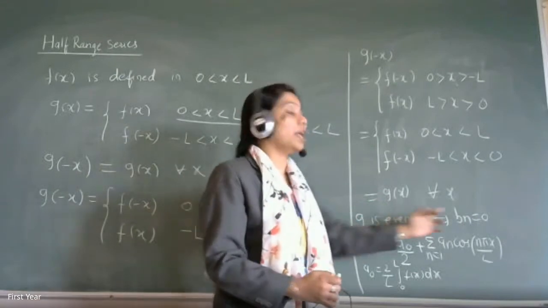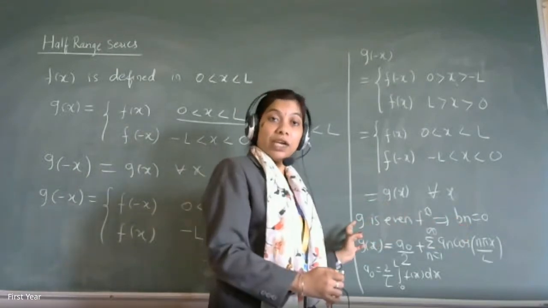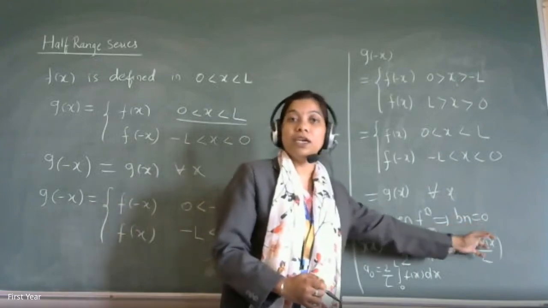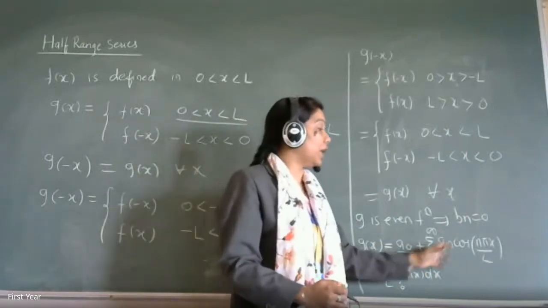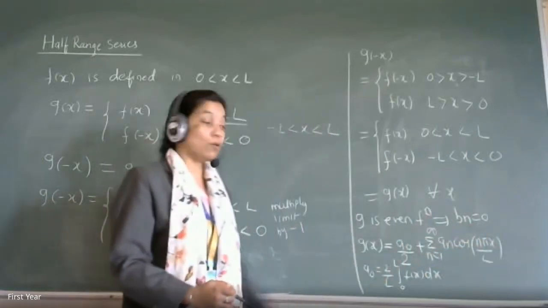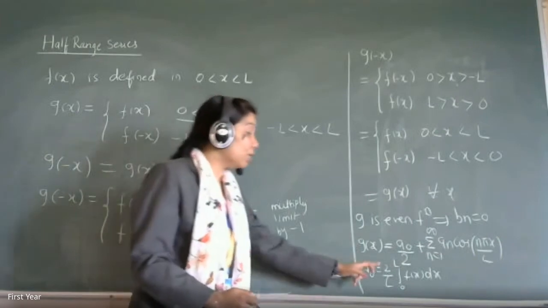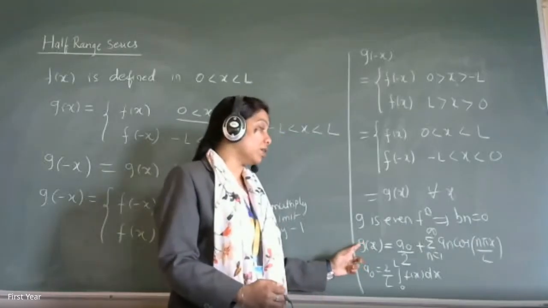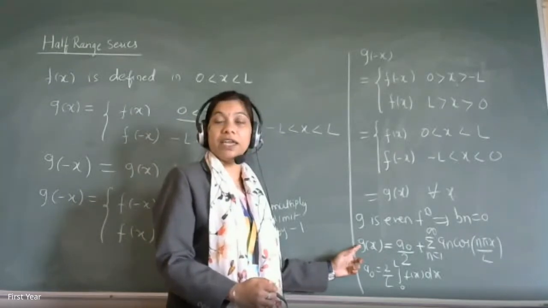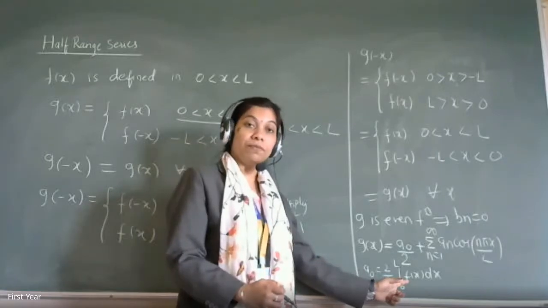अगर function even है, कौन सा function even है? g of x even है. So what do we get? bn is equal to 0. And what will be the Fourier series expansion? a naught by 2 plus summation n equals 1 to infinity an cos of n pi x upon L. इसके लिए a naught का formula क्या होता है? 2 by L, integral 0 to L of f of x dx. Correct ना? Yes, ma'am. Ma'am, question. किसके लिए हम लोग Fourier cosine series लिख रहे हैं? g of x के लिए लिख रहे हैं ना? Yes, ma'am. तो यहाँ पे कौन आना चाहिए, g of x.